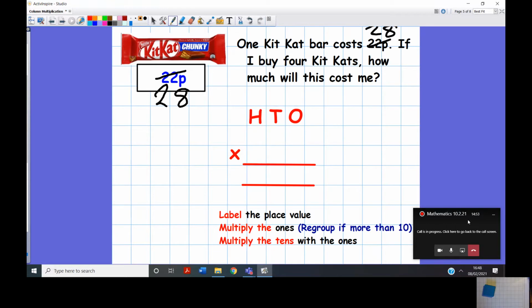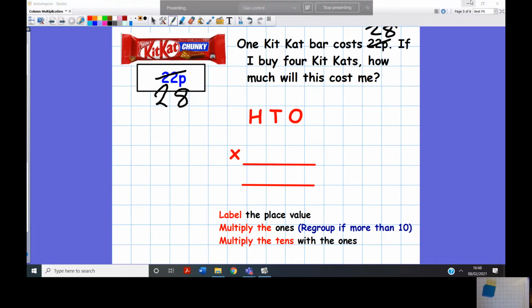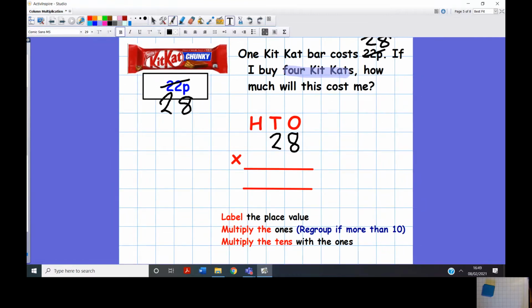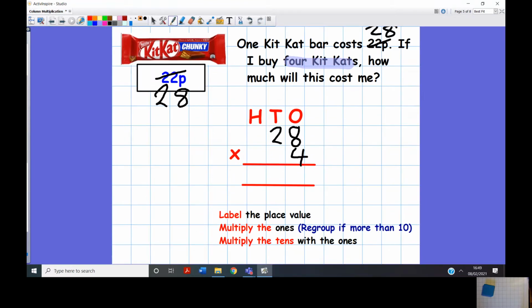So labeling your place value is your first step. So 28 is 2 tens and 8 ones. And then we're going to be multiplying it by 4 because you want to know how much 4 Kit Kats cost. So let's get started now. Multiply the ones. 8 times 4, 8 groups of 4 is equal to what? Let's skip count. 4, 8, 12, 16, 20, 24, 28, 32.